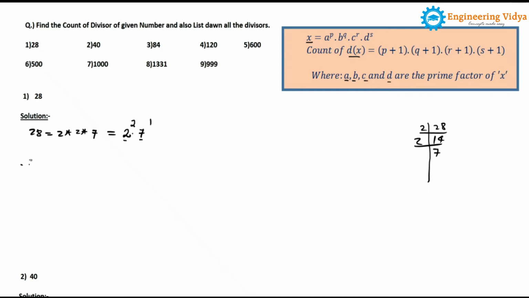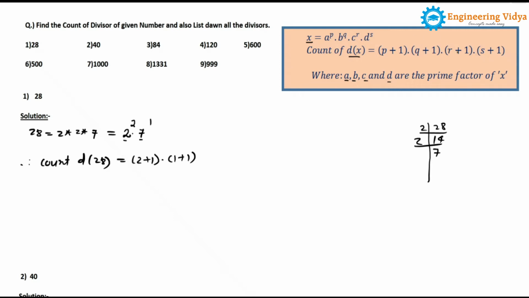So therefore here we can write the count of divisors, first of all, right? The count of divisors of 28 will be equal to, here the power is 2, so 2 plus 1, into, here the power is 1, so it will be added with 1. So the power will be added with 1, right? Because the rule says that if you want to calculate the divisors of x, the power will be added by 1, so p plus 1 and q plus 1 and r will also be added with 1 and s will also be added with 1, right?